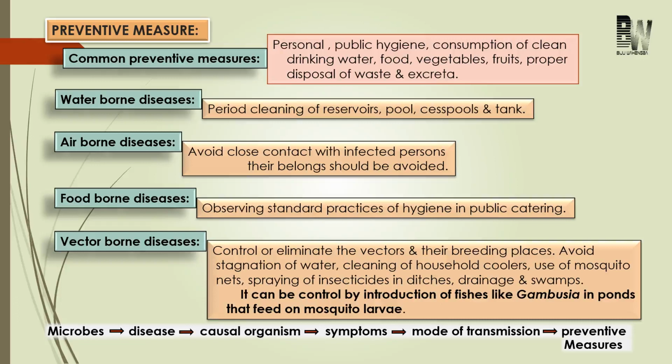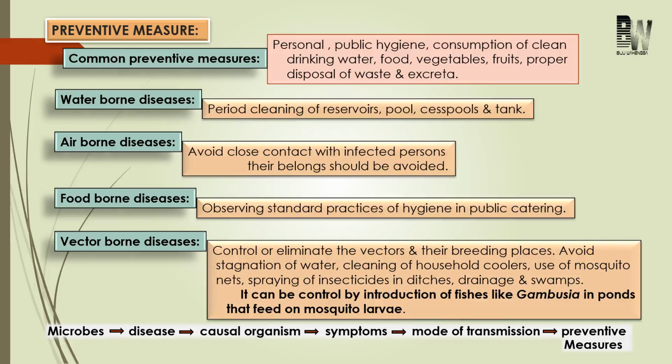And for foodborne disease, in addition to these common preventive measures, we have to observe standard practice of hygiene in public catering. And for vector-borne disease, the most important thing is that we have to eliminate the vector and their breeding places, and we have to avoid stagnation of water. We have to clean the household cooler. We have to use mosquito nets, and spraying of insecticide is important. And this vector can also be easily controlled by the introduction of the fish known as Gambusia in ponds, because this Gambusia feeds on mosquito larvae. Okay, so this is something about preventive measures.